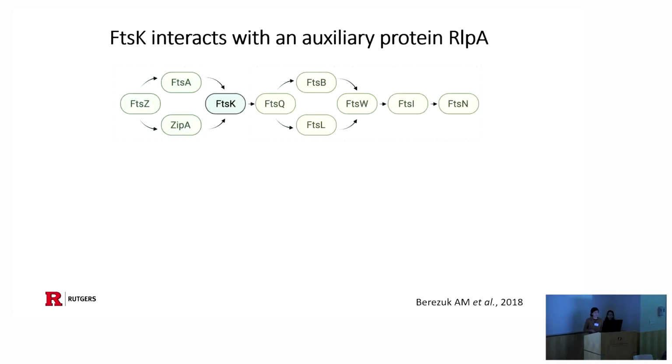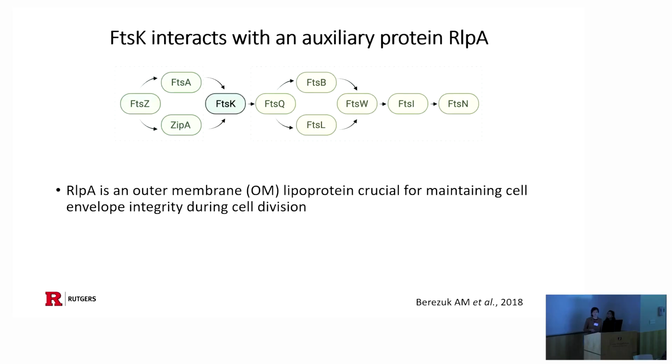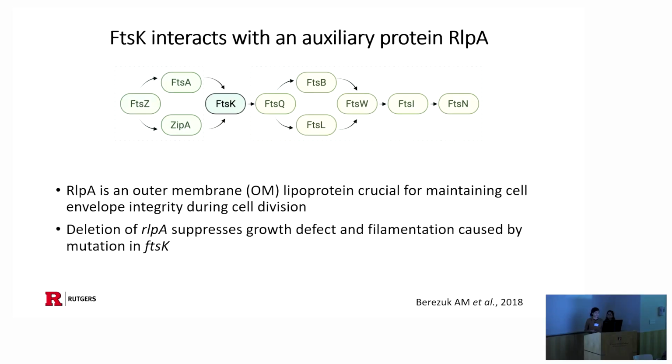So coming back to this pathway, we know that our results so far suggest that QueE possibly affects the localization of FtsK, which is in the middle of the pathway. What we also know about FtsK from literature is that it interacts with an auxiliary protein, RlpA, which is an outer membrane lipoprotein important for maintaining the rod shape of the cell and cell envelope integrity during cell division.